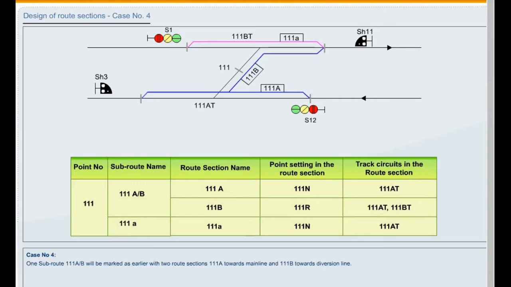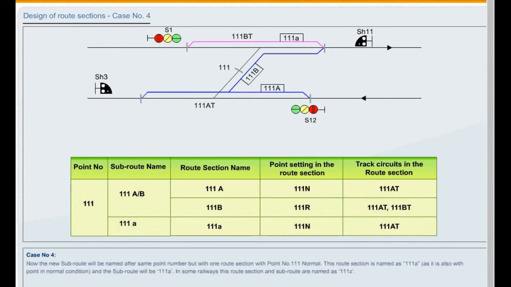One subroute 111A by B will be marked as earlier with two route sections, 111A towards main line and 111B towards diversion line. Now the new subroute will be named after the same point number but with one route section with point number 111 normal. This route section is named as 111 small a as it is also with point in normal condition, and the subroute will be 111 small a. In some railways, this route section and subroute are named as 111 small z.